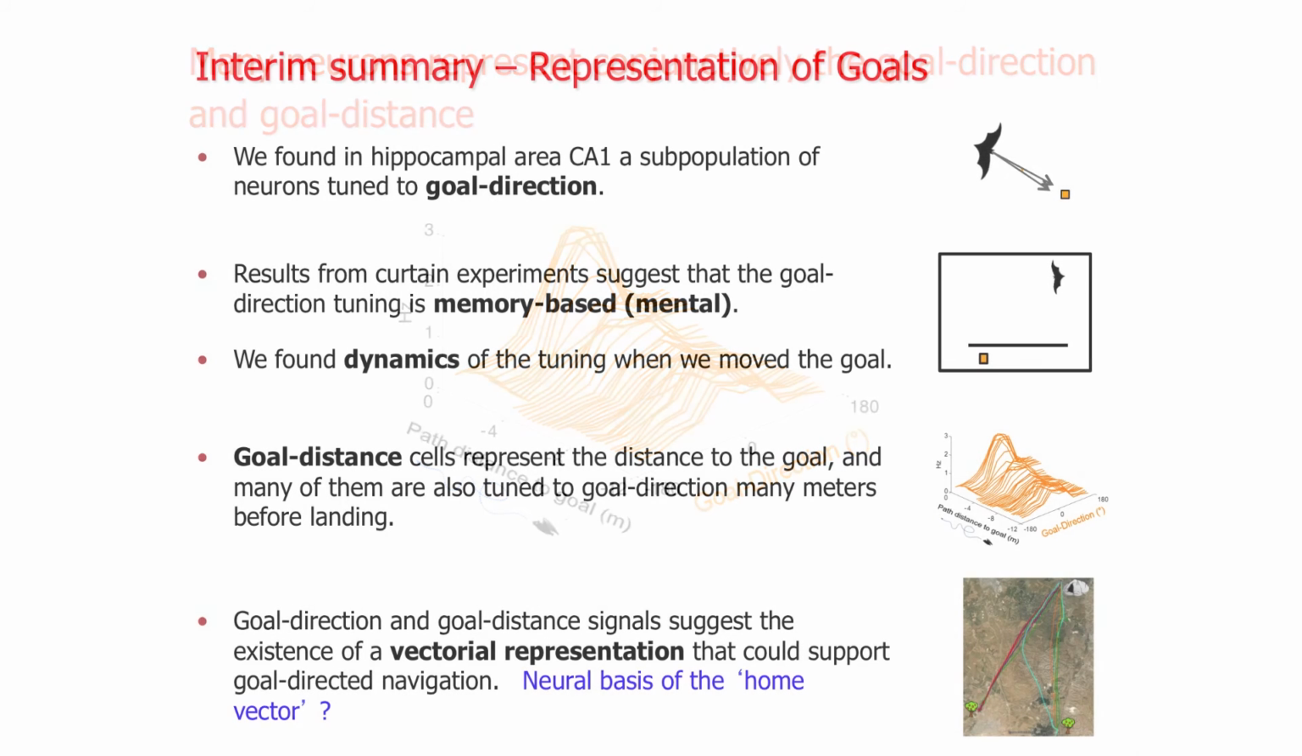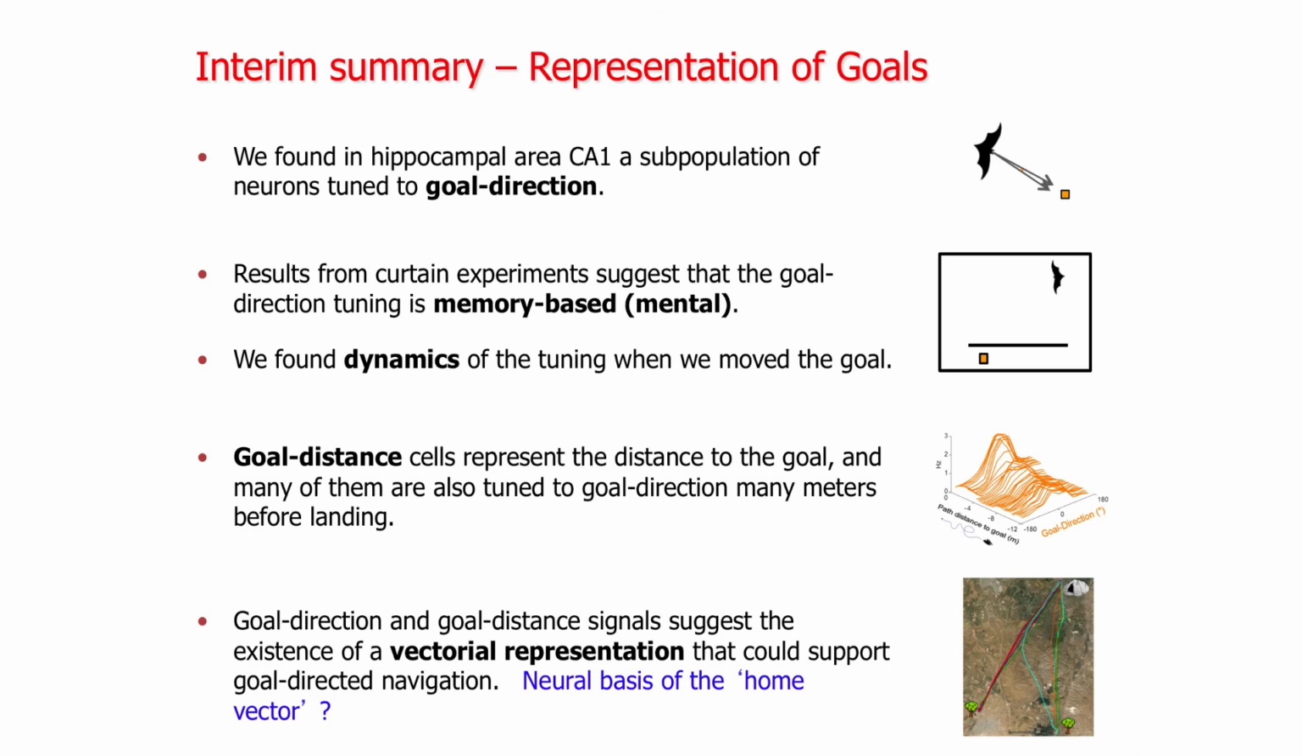So to summarize, we found in the hippocampal area CA1 a subpopulation of neurons that are tuned to goal direction. The results from a curtain experiment suggest the representation is memory-based, not just sensory. We found interesting dynamics. There were goal distance cells, and the goal direction and goal distance signals suggest the existence of a vectorial representation that could support goal-directed navigation.